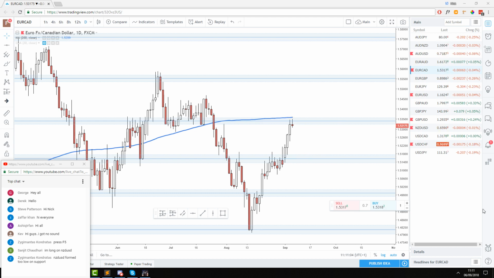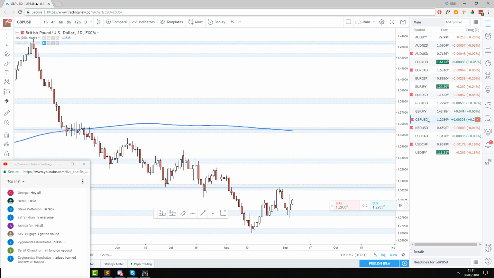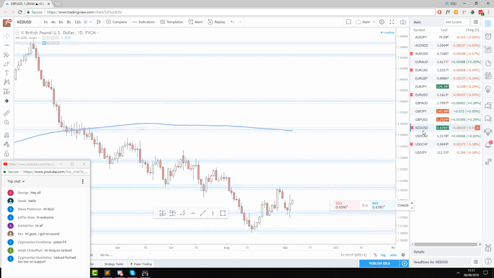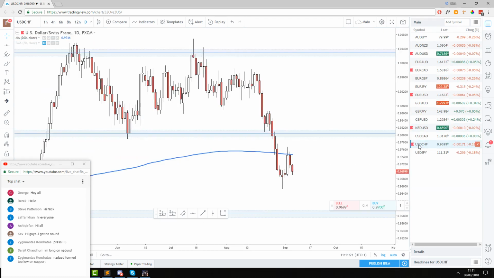I'm looking for a short here. I don't really trade EURCAD that often, but looking for a short. EURUSD is already open, so that's not part of the summary. GBP/USD, I'm going to unmark that. New Zealand USD is already open, so again, not part of the summary.